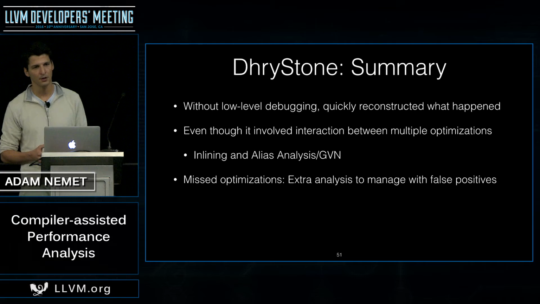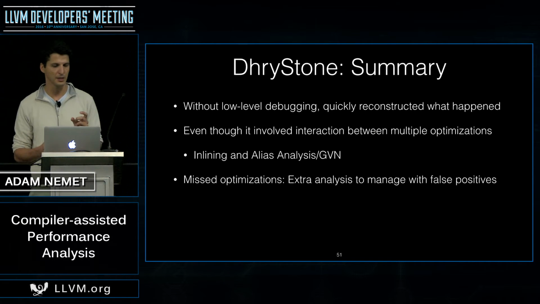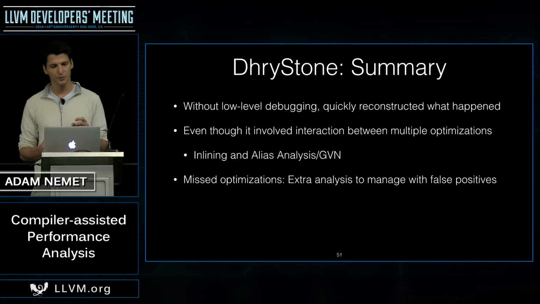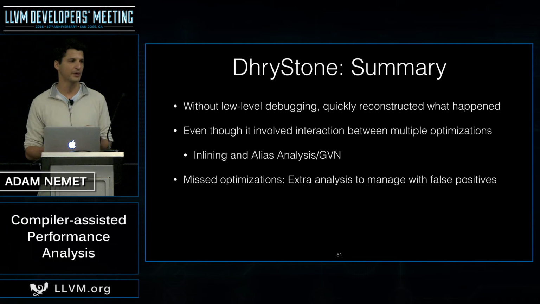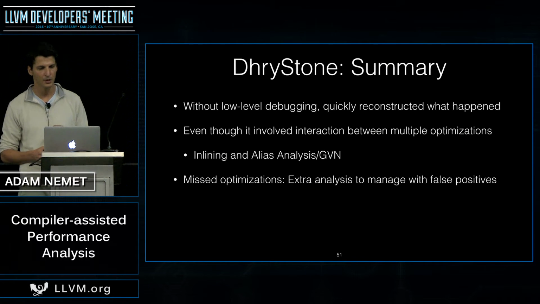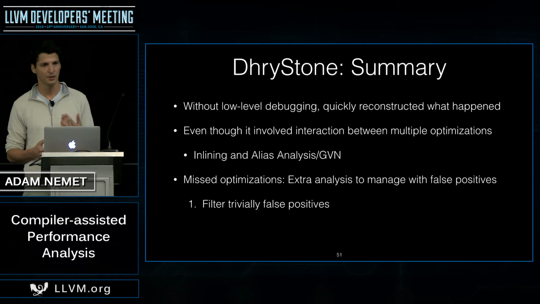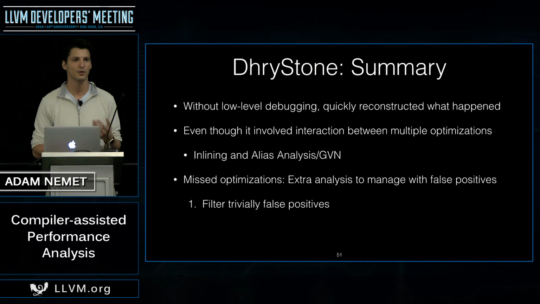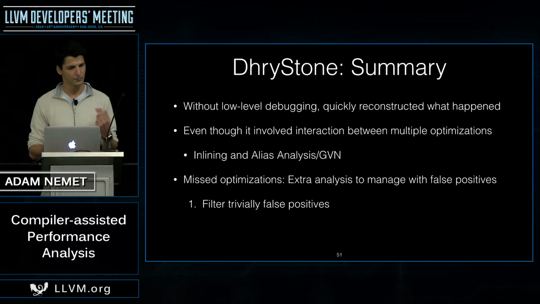I also want to point out the particular GVN missed optimization remark that we had there. There I performed a little bit of extra analysis in order to manage false positives better, which is very important for any diagnostics. So first we get rid of trivial false positives. I mean, there are a lot of loads that we can't eliminate. We don't want to report all of them, but only those where there's a chance that it can still be eliminated. So the aliasing case is the primary example.